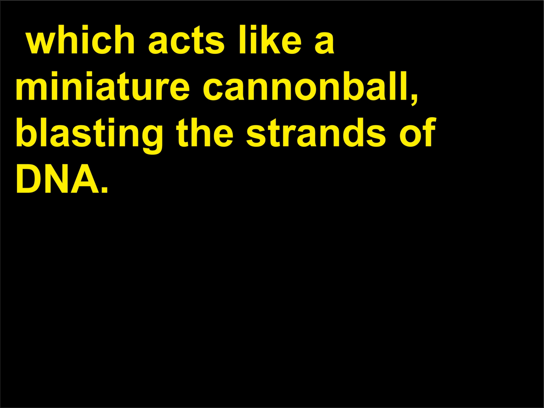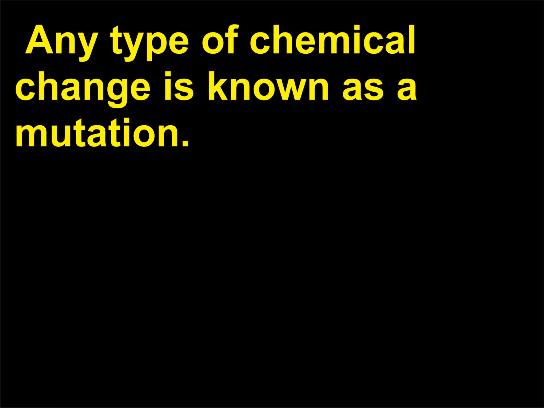When a chromosome breaks, the broken part may then reattach to another chromosome, a process called translocation. Sometimes the broken chromosomes may attach to each other, forming a ring. Any type of chemical change is known as a mutation.